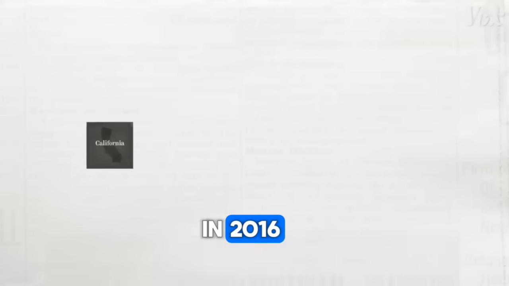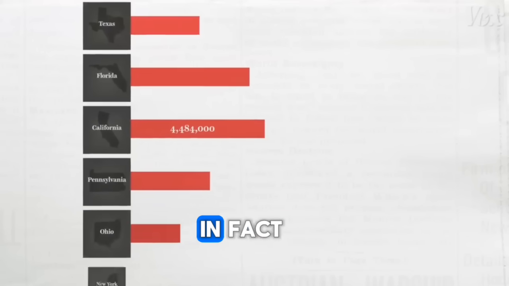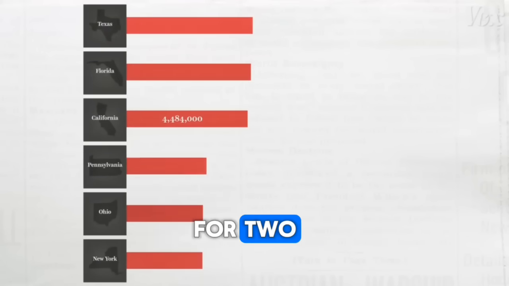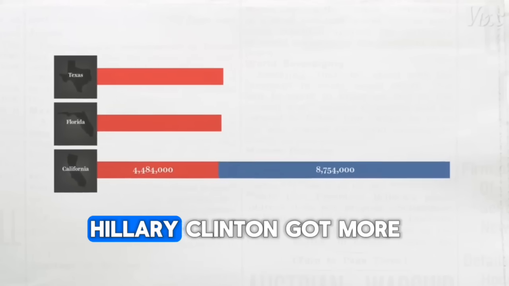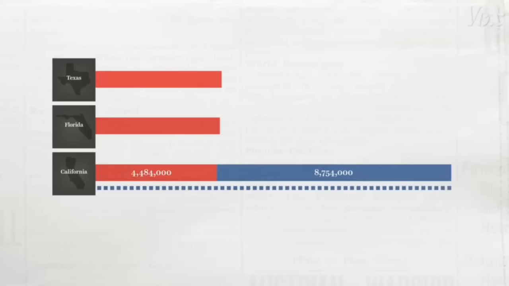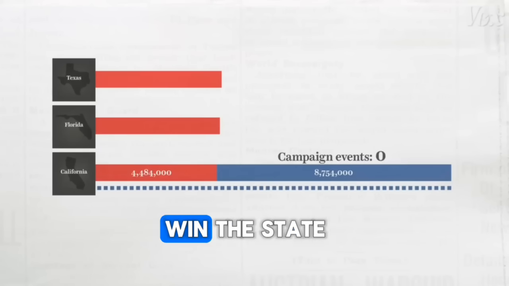In 2016, more than 4 million people voted for Donald Trump in California. In fact, more people voted for him there than in any other state except for 2. But it didn't matter. Hillary Clinton got more votes there, so she got all 55 of its electoral votes. Clinton never even campaigned in California. Polling showed she'd easily win the state.